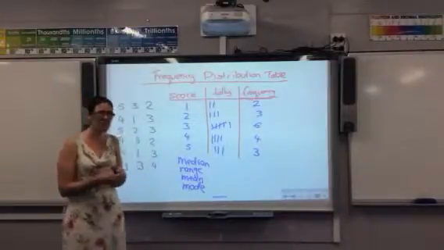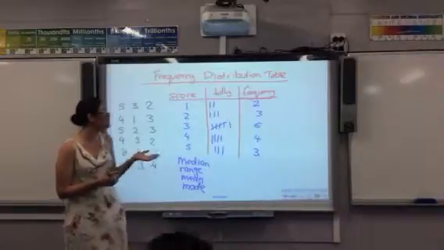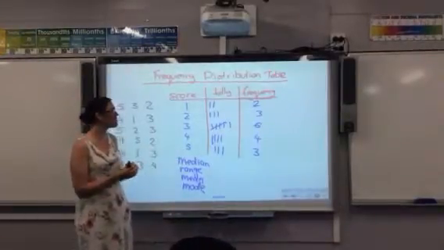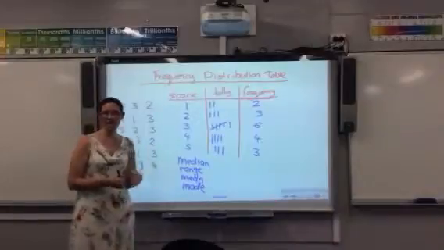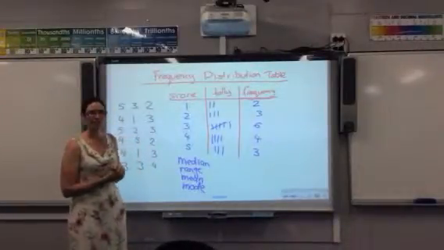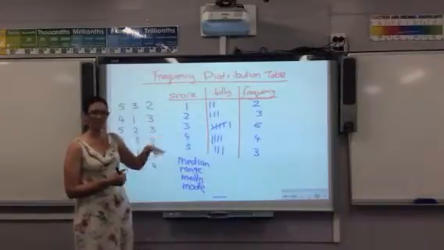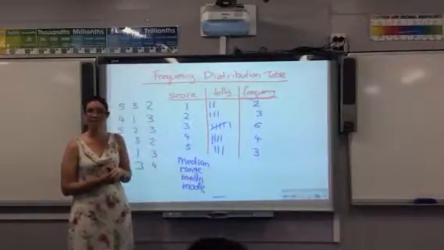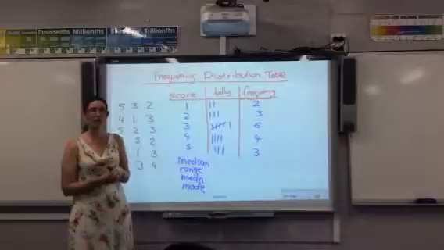Can you think of a way to find the ninth and the 10th score without writing them all out in order? You look at the tally. Having a look at this somehow. Looking at the tally.